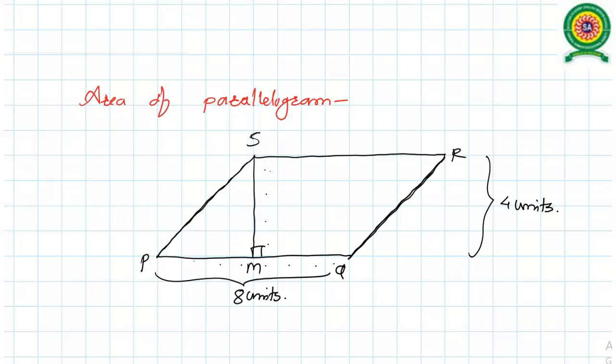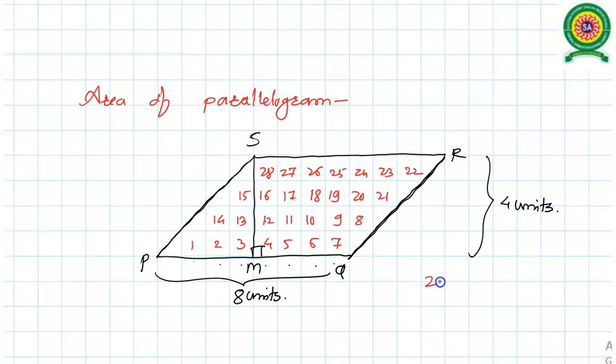Now to evaluate the area of the parallelogram, first of all try to find the number of perfect square grids covered by the parallelogram PQRS and number them: 1, 2, 3, 4, 5, 6, 7, then 8, 9, 10, 11, 12, 13, 14, then 15, 16, 17, 18, 19, 20, 21, then 22, 23, 24, 25, 26, 27, 28. So exactly we have 28 perfect square grids, and plus now we have the half square grids. Count the half square grids: 1, 2, 3, 4, then 5, 6, 7 and 8. So exactly 8 half square grids.